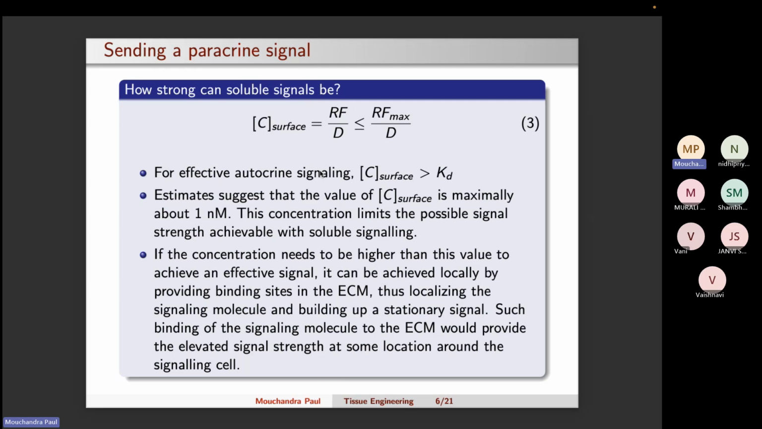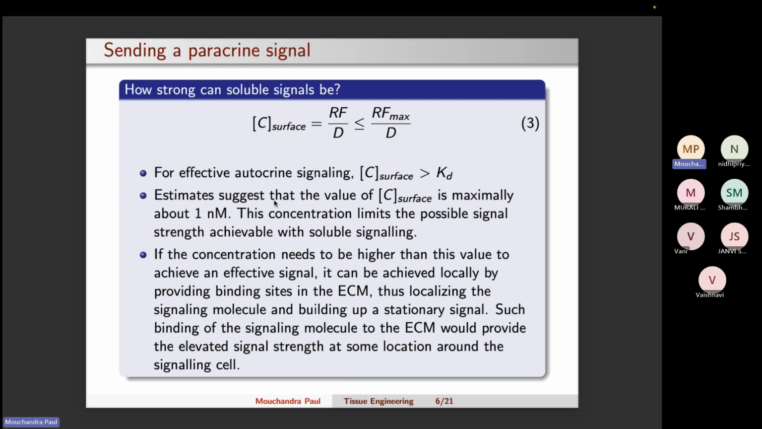Now for effective autocrine signaling, autocrine means the cell is signaling itself. For that to happen, the concentration of the growth factor at the surface should be greater than Kd. Obviously, the growth factors should bind strongly to the receptors. It should not be the other way, like Kd greater than C surface. Otherwise, the growth factor molecules cannot bind. They have more tendency to dissociate, they have a lower affinity towards the receptors.